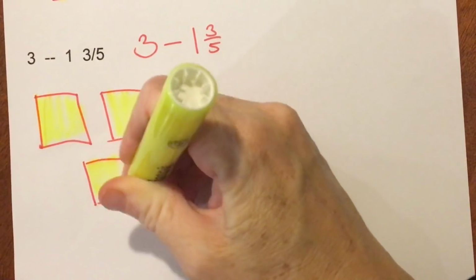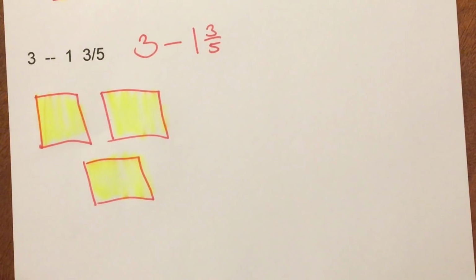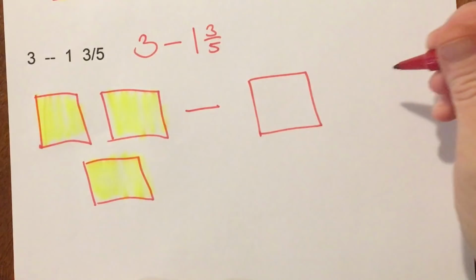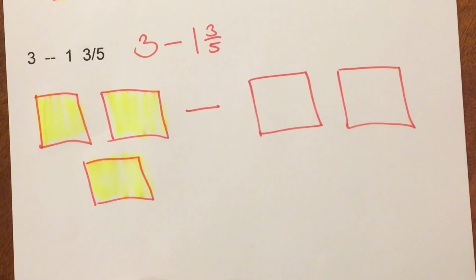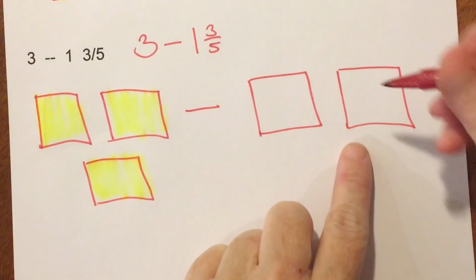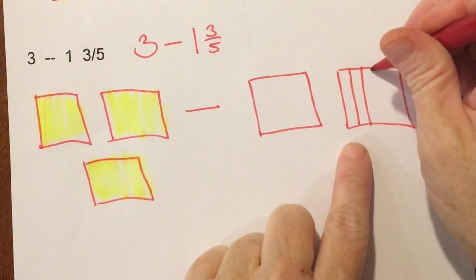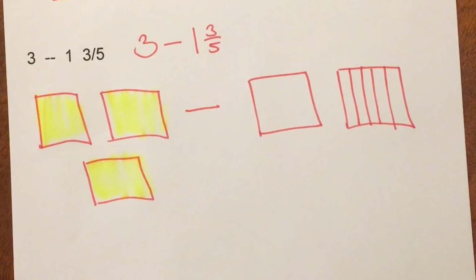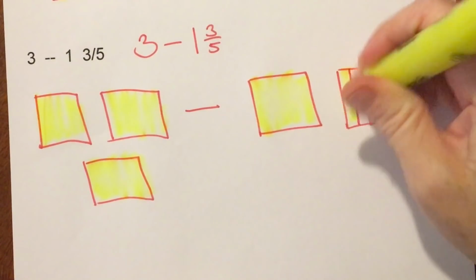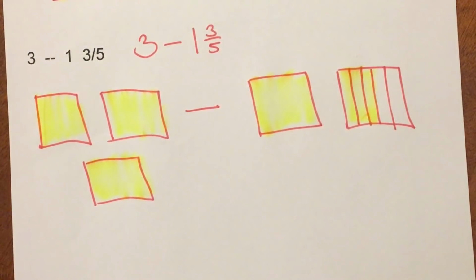And I'm going to shade them. I think using a highlighter works fastest. Take away 1 whole and 3/5. Well, on this one I didn't cut it up anyway, so it doesn't matter how I'm going to cut this one up. So I'm going to take away 1 3/5. Okay, that's step 1.